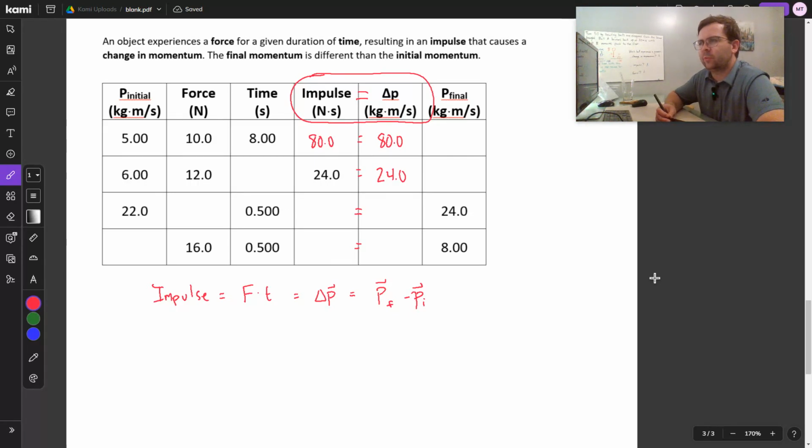Let's go ahead and find the final momentum for this first row. The initial momentum is 5, and we have a change in momentum of 80. So we started out with an initial momentum of 5, and the final momentum is our unknown. Our change in momentum is 80. And so to find the final momentum, we'll just add 5 to both sides here. So the final momentum is going to be 85.0.